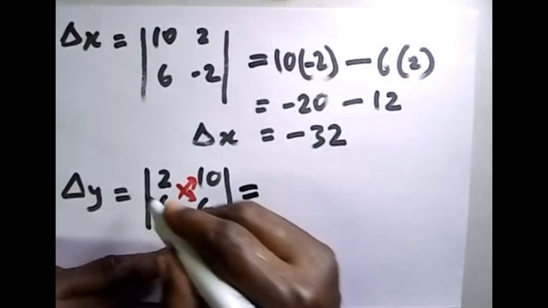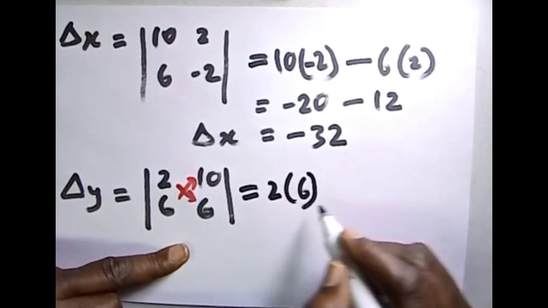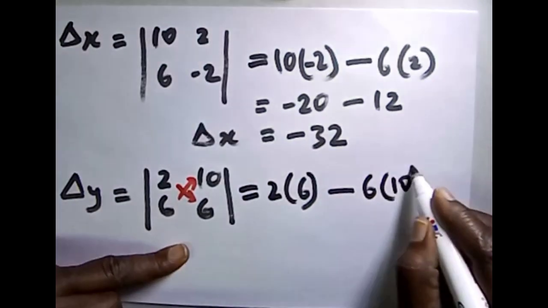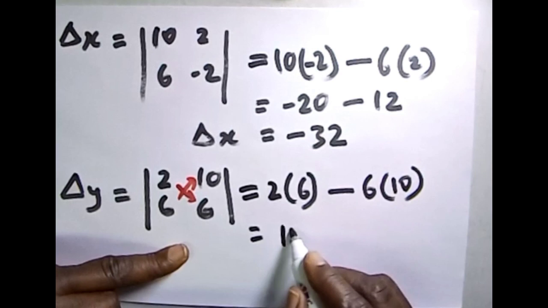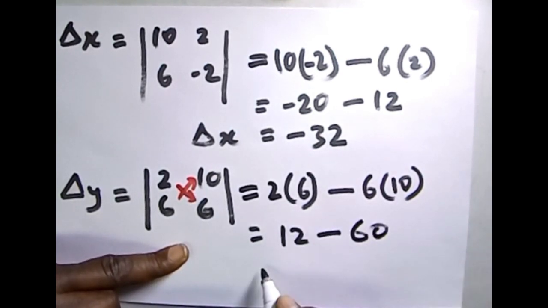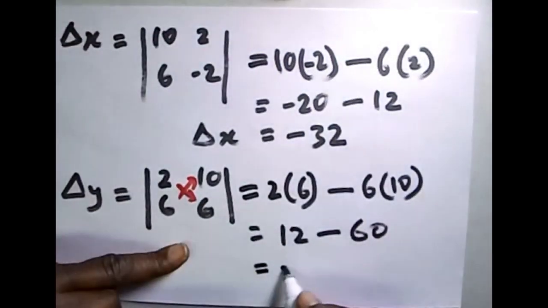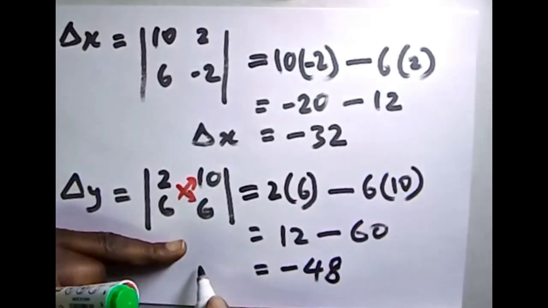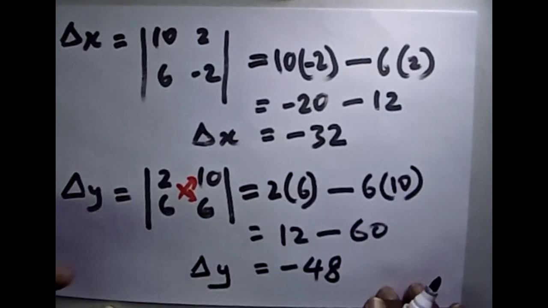To look for that change, that simply is 2 times 6 minus 6 times 10. So 2 times 6 is 12, minus 6 times 10, which is 60. So 12 minus 60 is minus 48. So change in y equals minus 48.